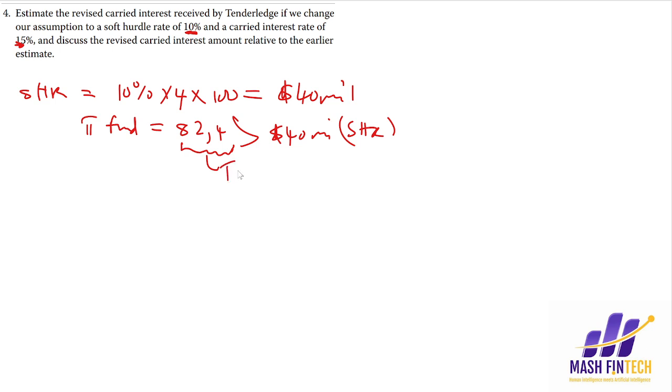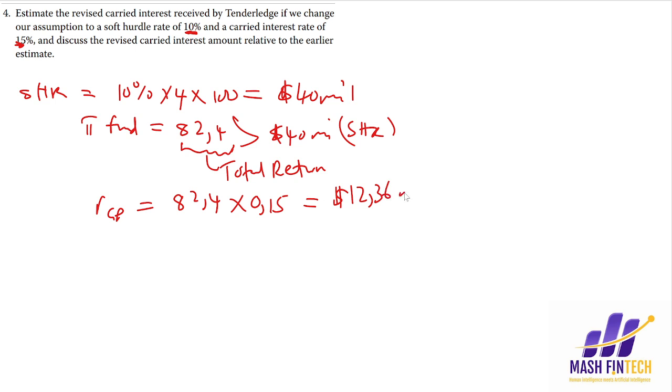So it's on total return. So it's 82.4. So the return to the GP is 82.4 times 0.15. You put this into your calculator, you should get 12.36 million. All right. So just to make sure you can do this, this is quite straightforward.